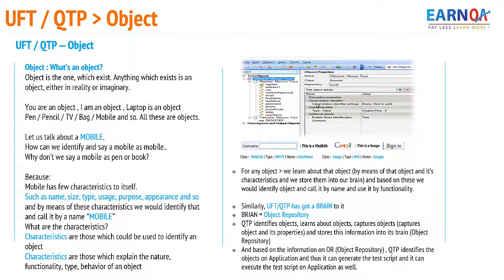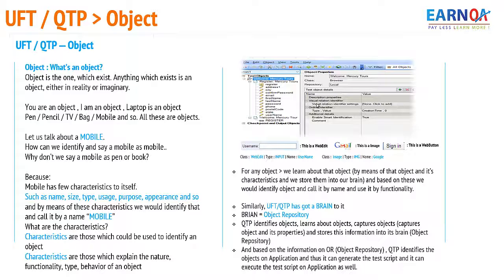Again, this is a button. What are the properties? It has properties called class, web button, type, submit, name, sign in. And because of that, QTP is able to identify that uniquely. So in this particular slide, the main intention is two things: what is an object, and how do we identify the object?